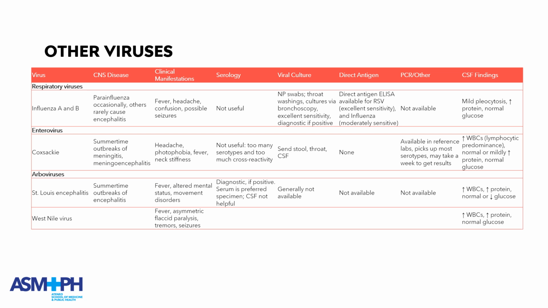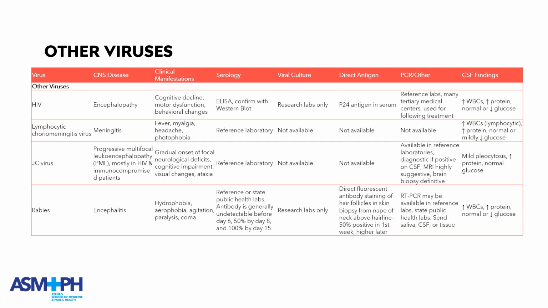For arboviruses, you have St. Louis encephalitis and West Nile viruses, which are also prevalent during summertime outbreaks. Other viruses, of course: HIV may also present with its own encephalopathy, with cognitive decline, motor dysfunction, and behavioral changes. Lymphocytic choriomeningitis virus will cause meningitis, fever, myalgia, headache, and photophobia.